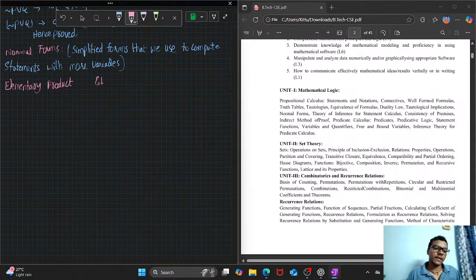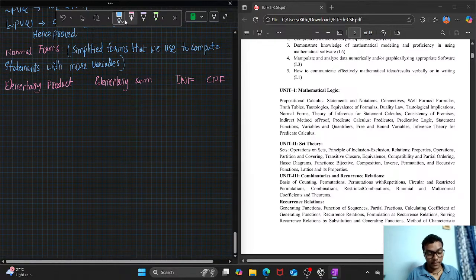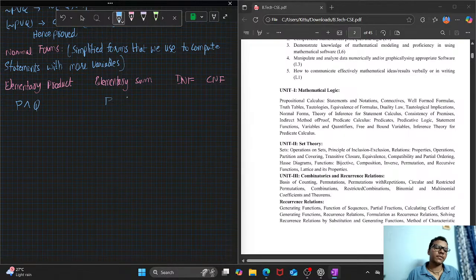And we got elementary sum, and we got a DNF, and we got a CNF. Let's see what these things are. Elementary products. Elementary means, let's say, two propositions connected by a product, that is AND. And two propositions connected by a sum is an elementary sum.